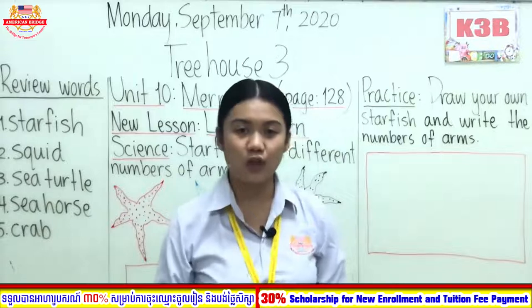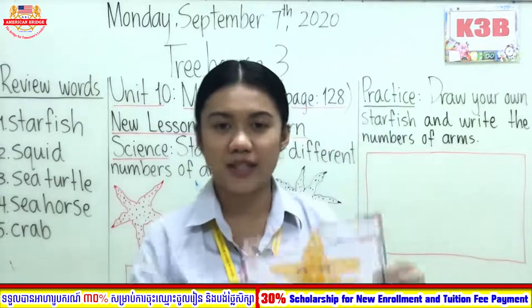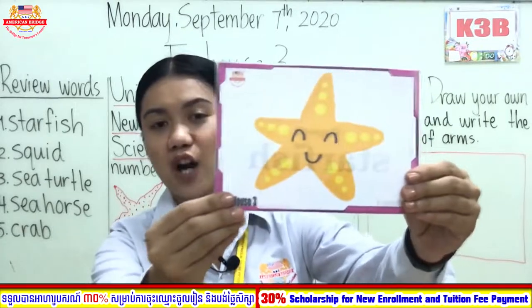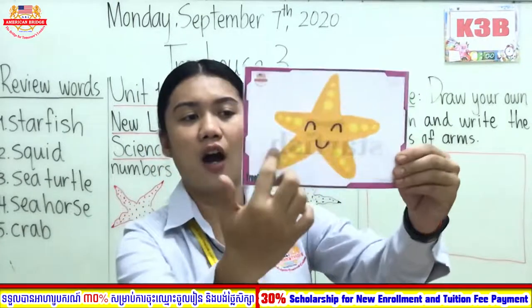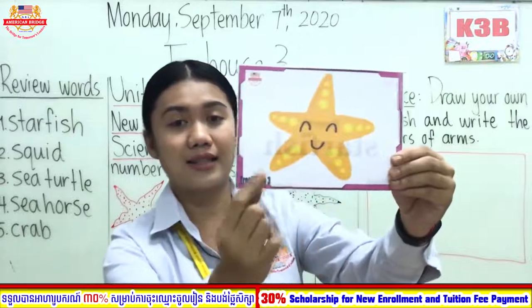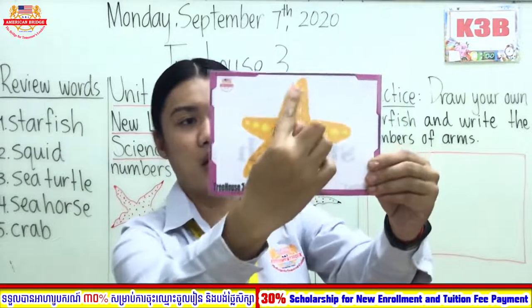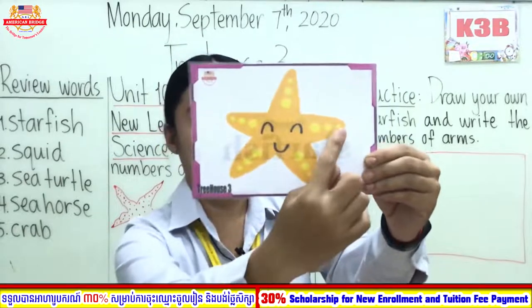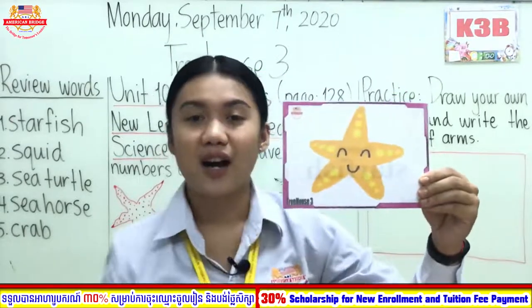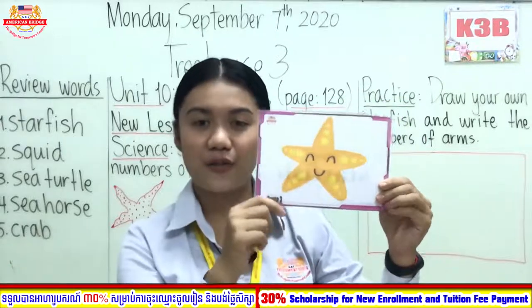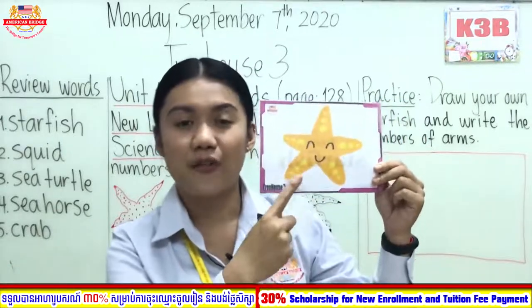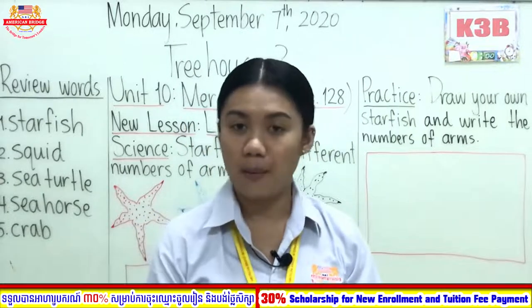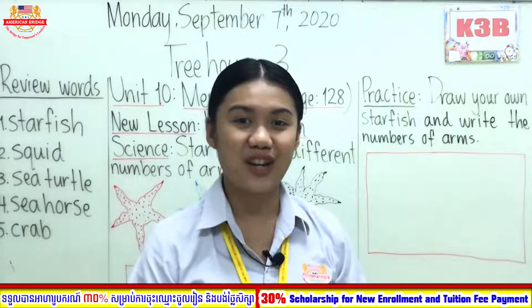Now I'm going to show you this picture. What is this, everyone? This is a starfish. Do you know how many arms a starfish has? Let's count. 1, 2, 3, 4, 5. Five arms of this starfish. Now, teacher would like to show you these facts about starfish. Are you ready to watch, everyone?